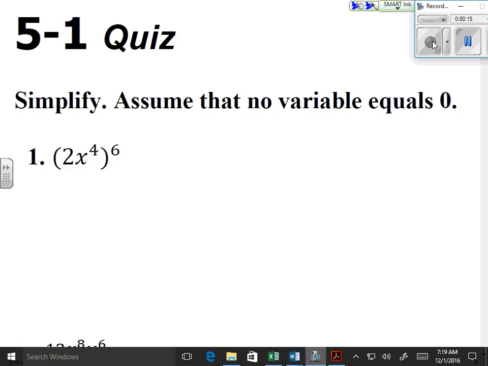So in this situation, the 2x to the fourth is all taken to the sixth power. So that means the 2 will be taken to the sixth power as well as the x to the fourth. Every factor inside the parentheses will be taken to the sixth power. So 2 to the sixth, x to the 4 times 6 would be 64 x to the 24th power.